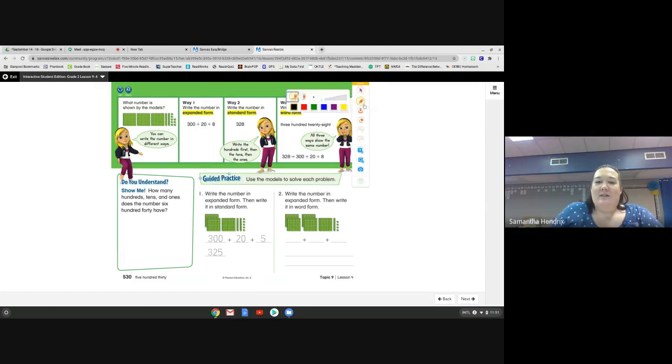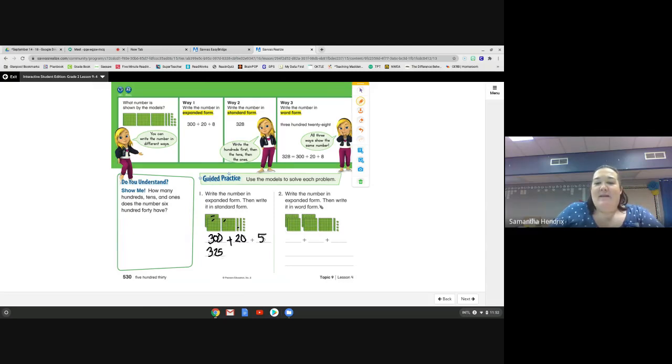So let's look at our guided practice. Write the number in expanded form, then write in standard form. So we have 1, 2, 3 hundreds, plus 2 10 rods, so that's 20, plus 5 ones cubes, so that's 5. So our number is 325. Good.